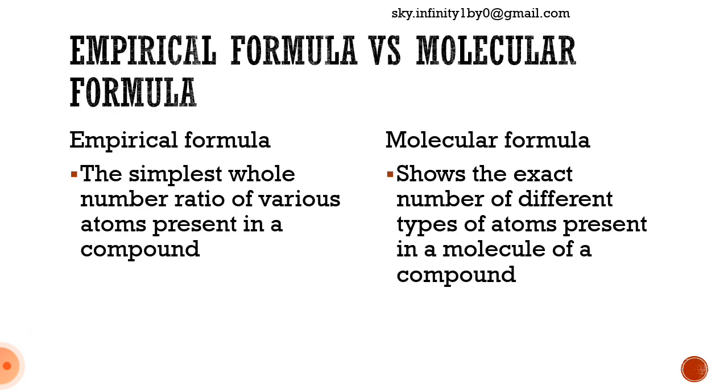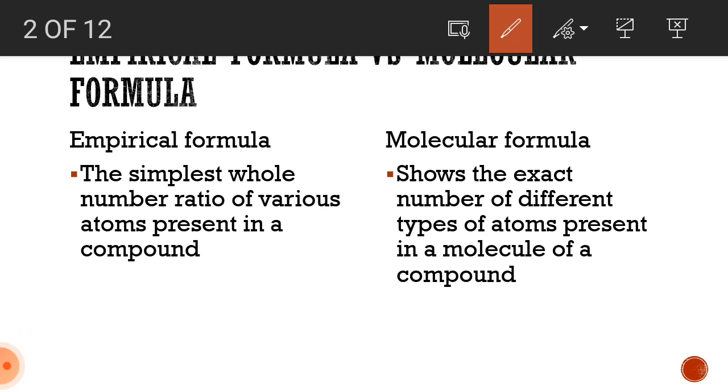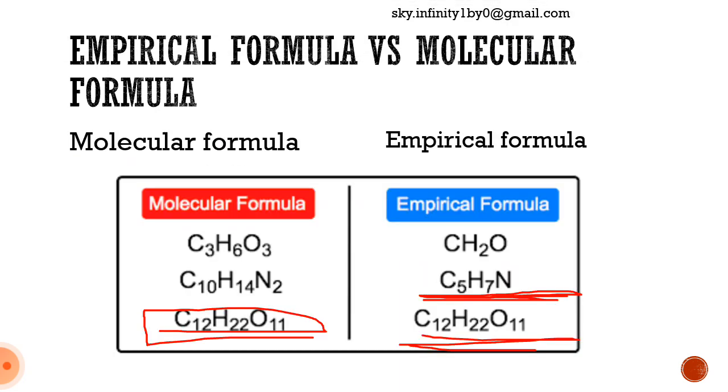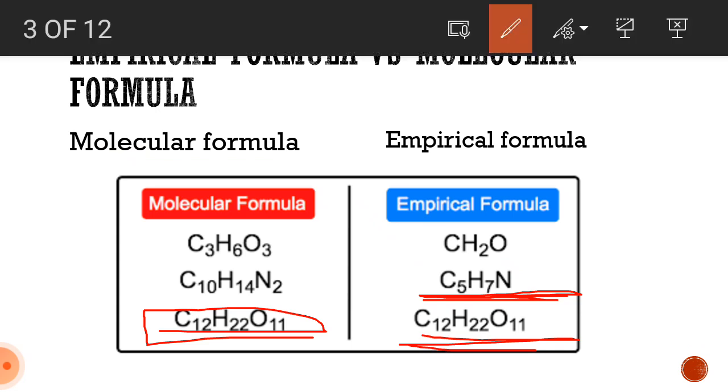We know that molecular formula gives us the exact number of atoms which are present inside a molecule. But on the contrary, empirical formula will simply give us the ratio and nothing else. A common example to be taken here is C3H6O3. This is the molecular formula, C3H6O3. But if you try to get the ratio, then you will get the empirical formula, that is C1H2O.